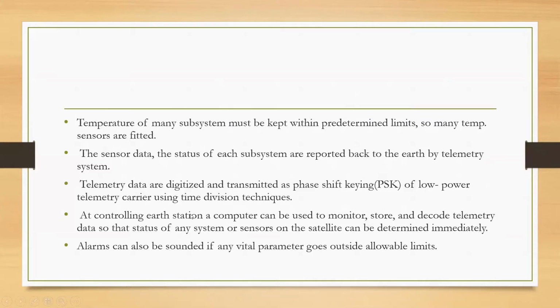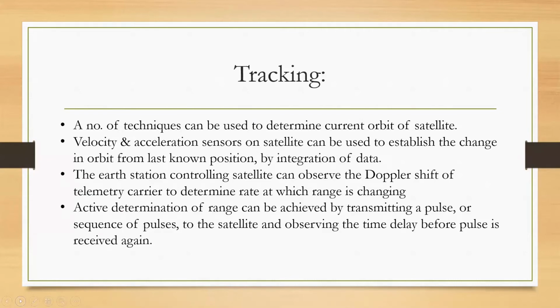PSK is used for sending the signal, and at the controlling Earth station, the computer is used to monitor and decode the telemetry signals, and even alarms are sounded in case the parameters go outside the allowed limit. Now, as far as tracking is concerned, I told you that the telemetry signal is only used. It could be from the various sensors sensing the orbital parameters, the velocity, the acceleration, the frequency being sent and received, the range, the delays in the pulse.